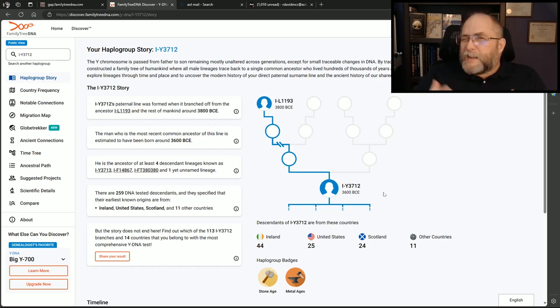Still close to 1,000 years newer, but that's pretty far back. It stepped pretty far back in time for the I1 here. So again, each person's information varies.